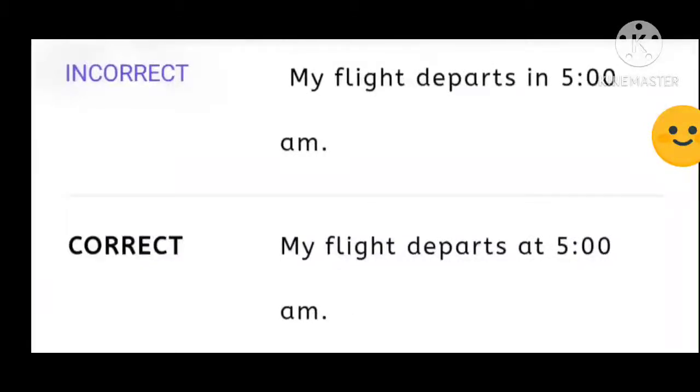"My flight departs in 5 a.m." and the correction is "My flight departs at 5 a.m." Before timings, before time phrases like 5 o'clock, 2 o'clock, 10 o'clock, we usually place the preposition at, not in.